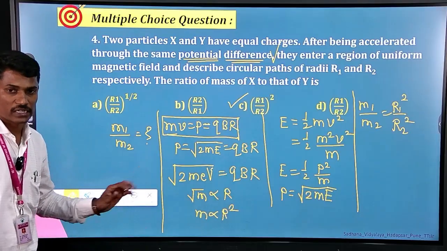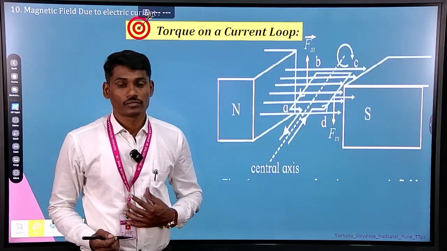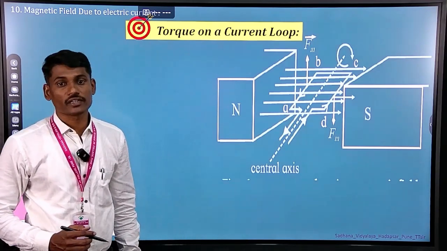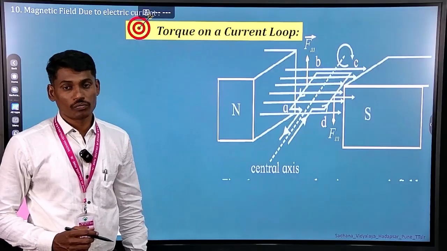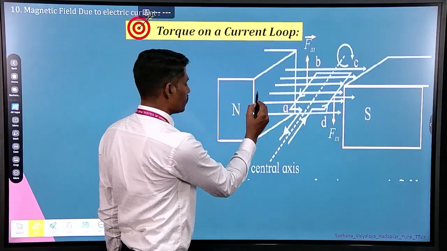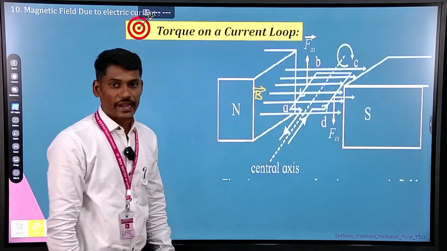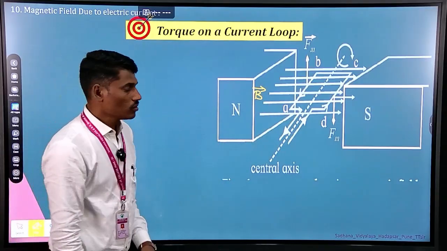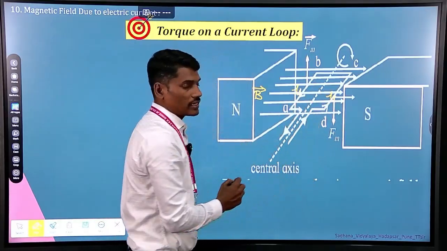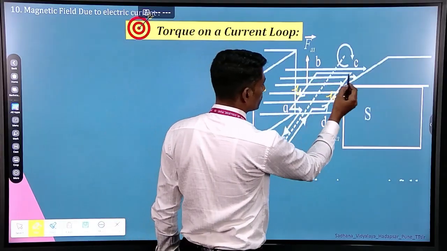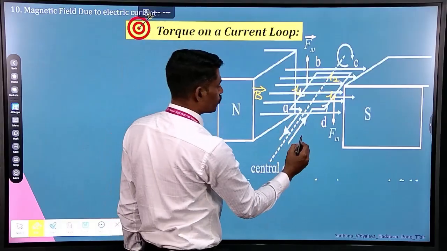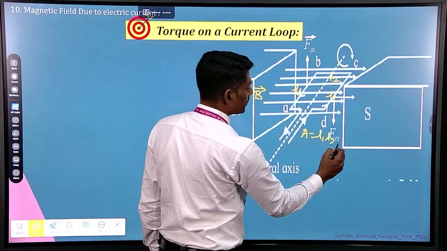Okay, remember this relation. Now, the next point is torque on a current loop. Here we find out the torque acting on a current carrying loop. This loop is kept in a uniform magnetic field, the radial uniform magnetic field. Suppose L1 is the length of this rectangular loop and the breadth of this loop is L2. So how much is the area of this loop? Area of this loop becomes A is equal to L1 L2.